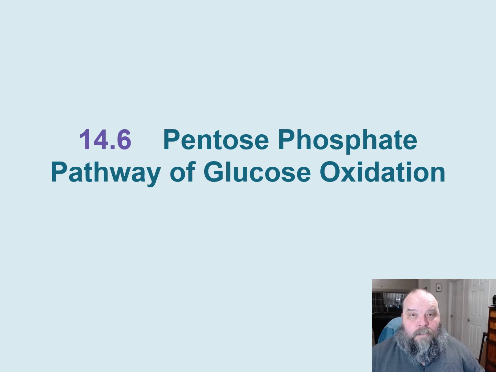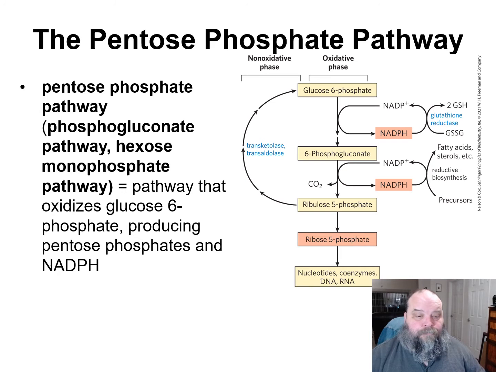Chapter 14, Section 6, the pentose phosphate pathway of glucose oxidation. Now, the pentose phosphate pathway, or you'll see it in textbooks or old primary literature referred to as the phosphogluconate pathway or the hexose monophosphate pathway, is a pathway that takes our friend glucose 6-phosphate, step 2 of glycolysis, and it ultimately gives us the sugar necessary for nucleotides, DNA, RNA nucleotides.